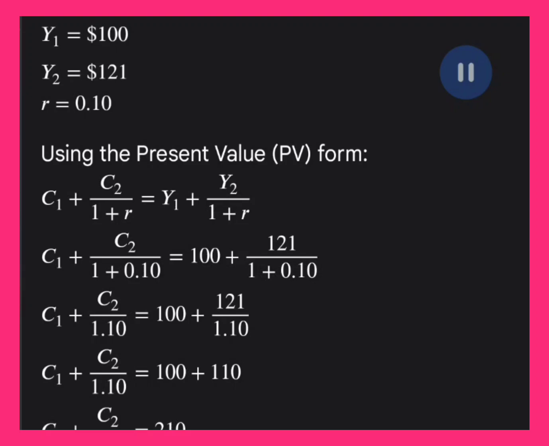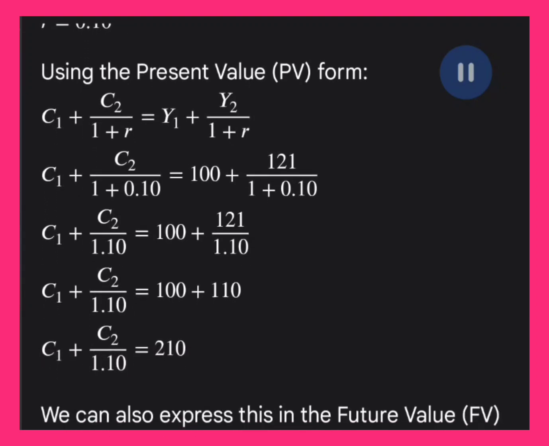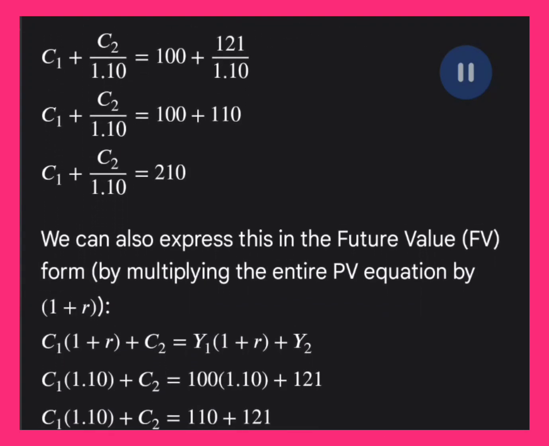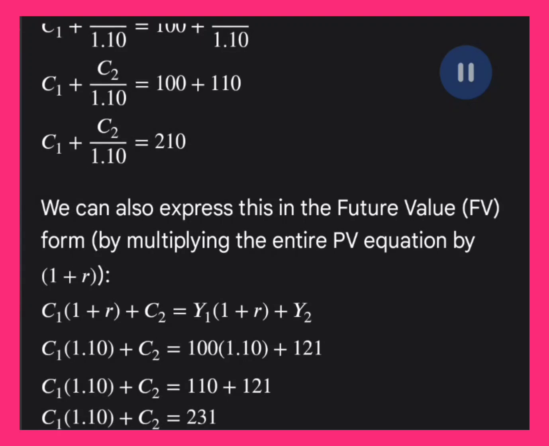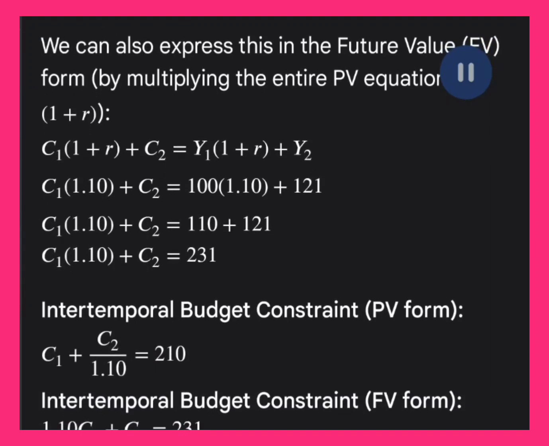We can also express this in the FV form by multiplying the entire PV equation by (1+r). C_1(1+r) + C_2 = Y_1(1+r) + Y_2. C_1(1.10) + C_2 = 100(1.10) + 121. C_1(1.10) + C_2 = 110 + 121. C_1(1.10) + C_2 = 231.